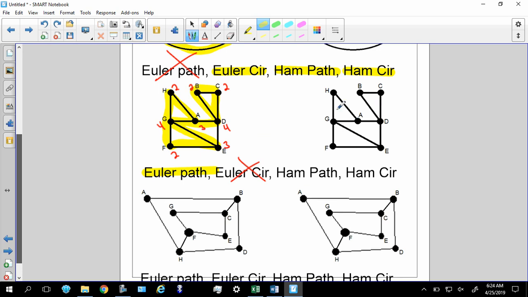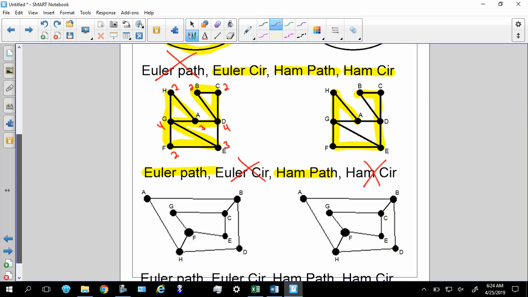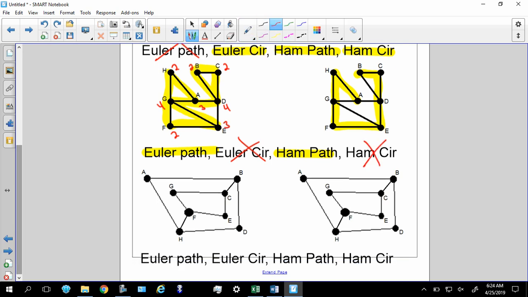All right, Hamiltonian circuit. Let's see if we can do that. All right, just trying. Nope, can't get back to my starting point. So I already did a path. And I'll go ahead and tell you, just for time's sake, I cannot do a Hamiltonian circuit. I cannot get back to my starting point. That's a no-no.